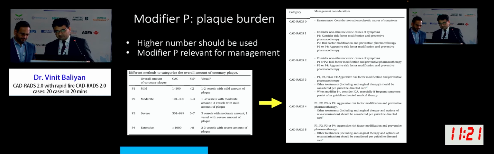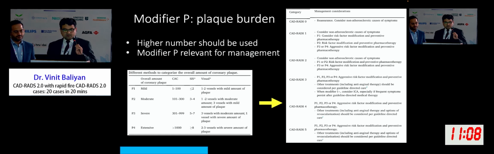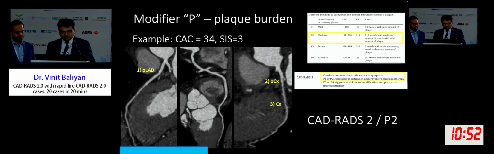So modifier P, let's talk a little bit again, just a quick recap because that's kind of the most tricky and new. Calcium score, on these images it's hard to quantify. So here segment involvement score is more relevant. Less than or equal to 2 is P1, 3 and 4 are P2, 5 to 7 are P3, and greater than or equal to 8 is P4, as in this case.